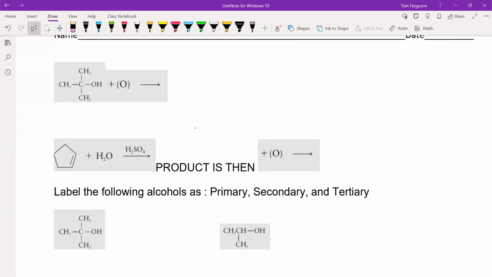Okay, we have another alcohol. What kind? Primary, secondary, tertiary? Right, it's tertiary, so no reaction.